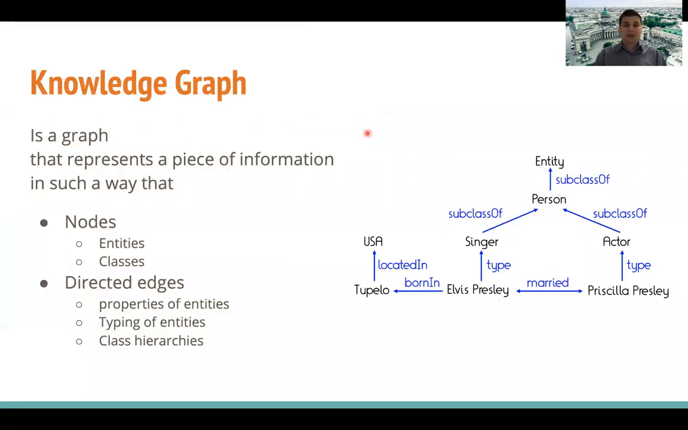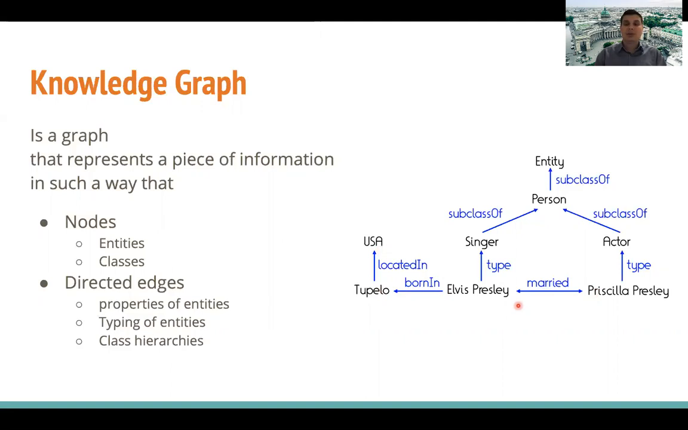What is a knowledge graph? It's a format to represent information where nodes are either entities like USA, Tupelo, Elvis Presley, Priscilla Presley, or classes like singer, person, actor, entity. And directed edges either connect entities, so they're properties of entities. Elvis Presley was born in Tupelo, Tupelo is located in the US, Elvis is married to Priscilla, and vice versa.